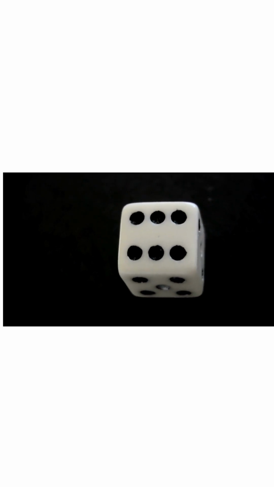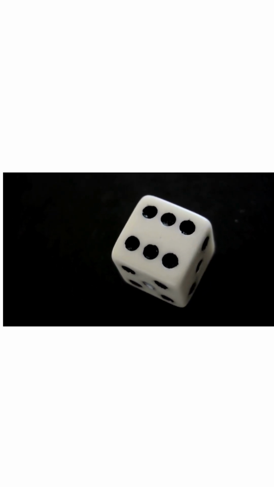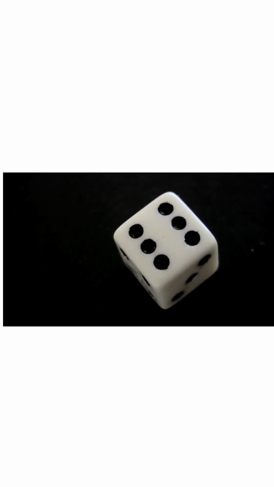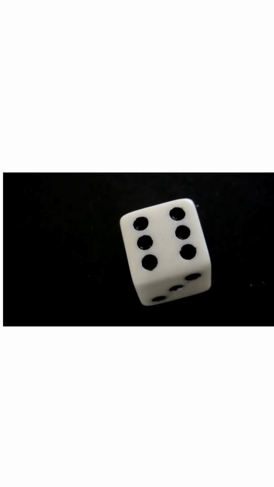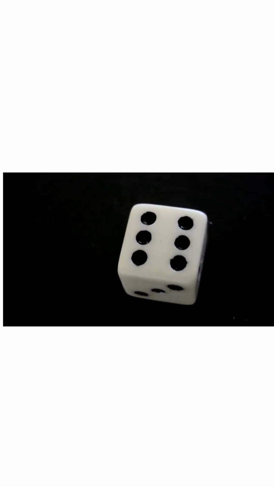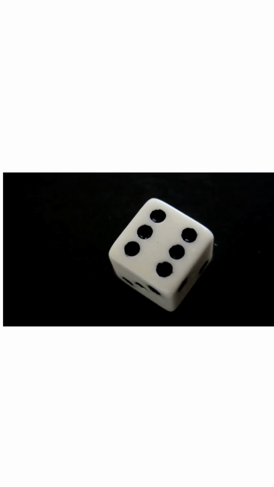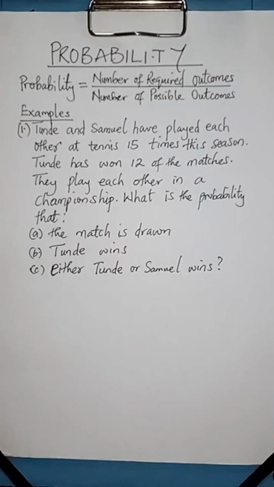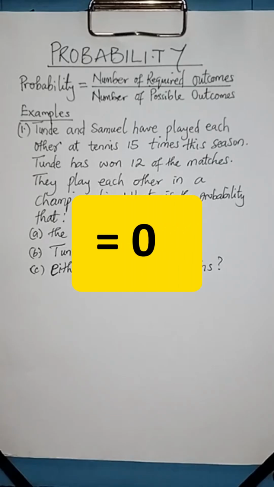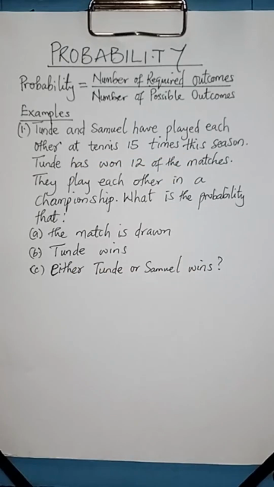If I roll a dice, what is the probability that I will obtain an 8? Now here's a question. The number 8, does it appear in the dice? No, so it can never happen. So this means that the probability is equal to 0. So if something cannot happen, then the probability is 0. But if something is certain to happen, the probability is 1.